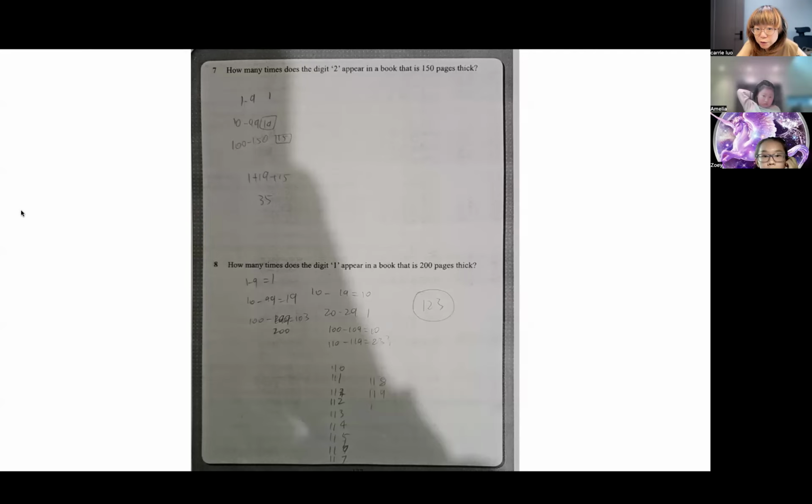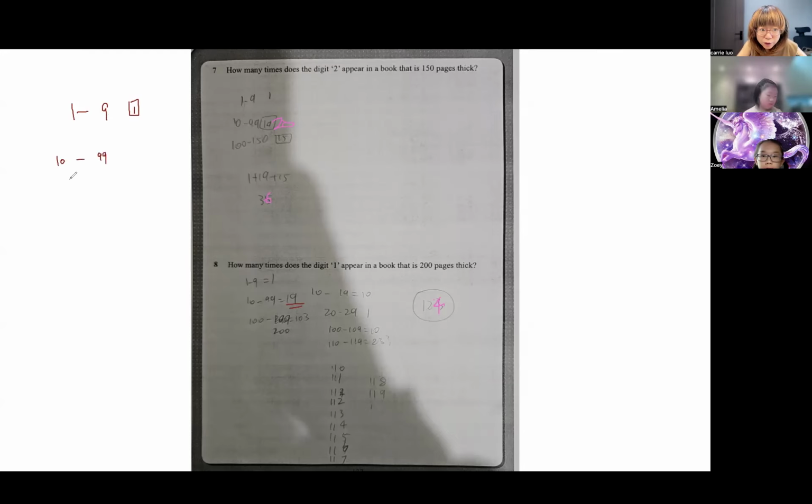So Zoe, do you want to change your value? Okay, maybe you want to change your answer. So Amelia, you want to take a look at it as well. So that would be 124 instead, right? Because you're missing one from 10 to 19, aren't you? Let's take a look. From 1 to 9, Amelia, how many ones are there? Only one, correct?